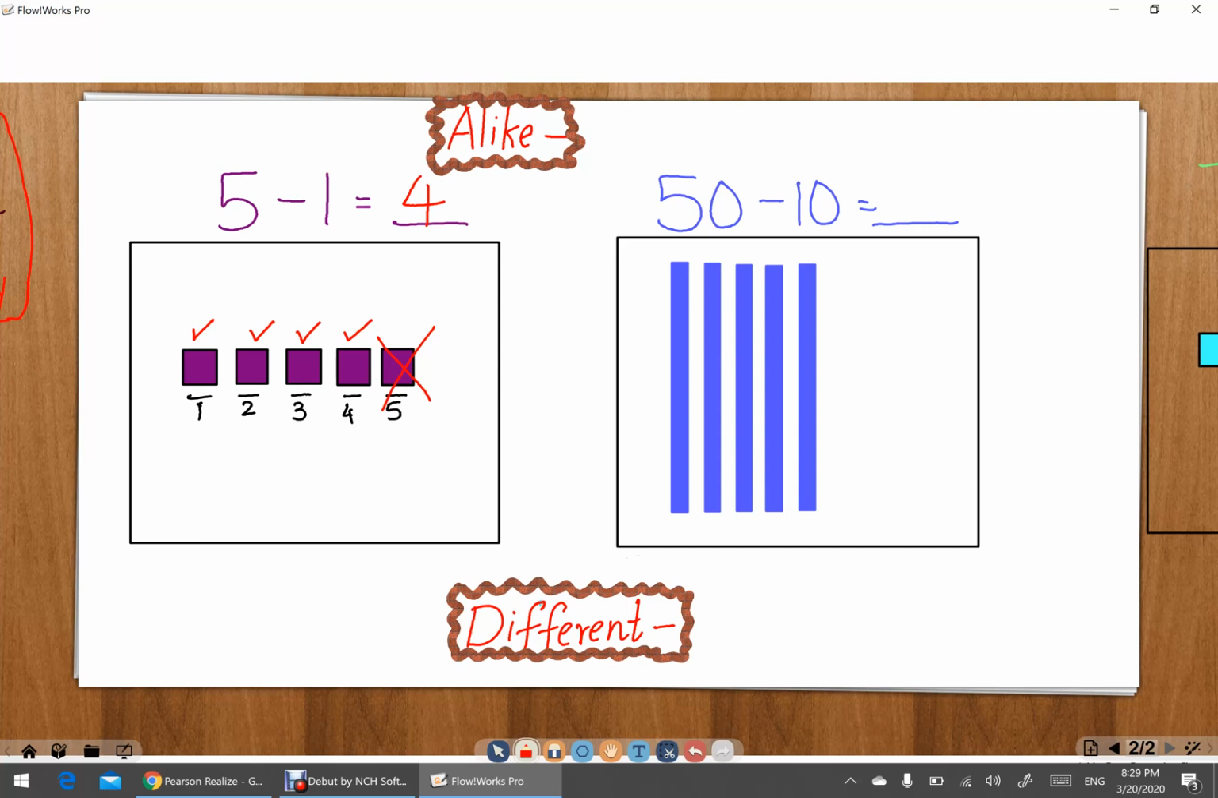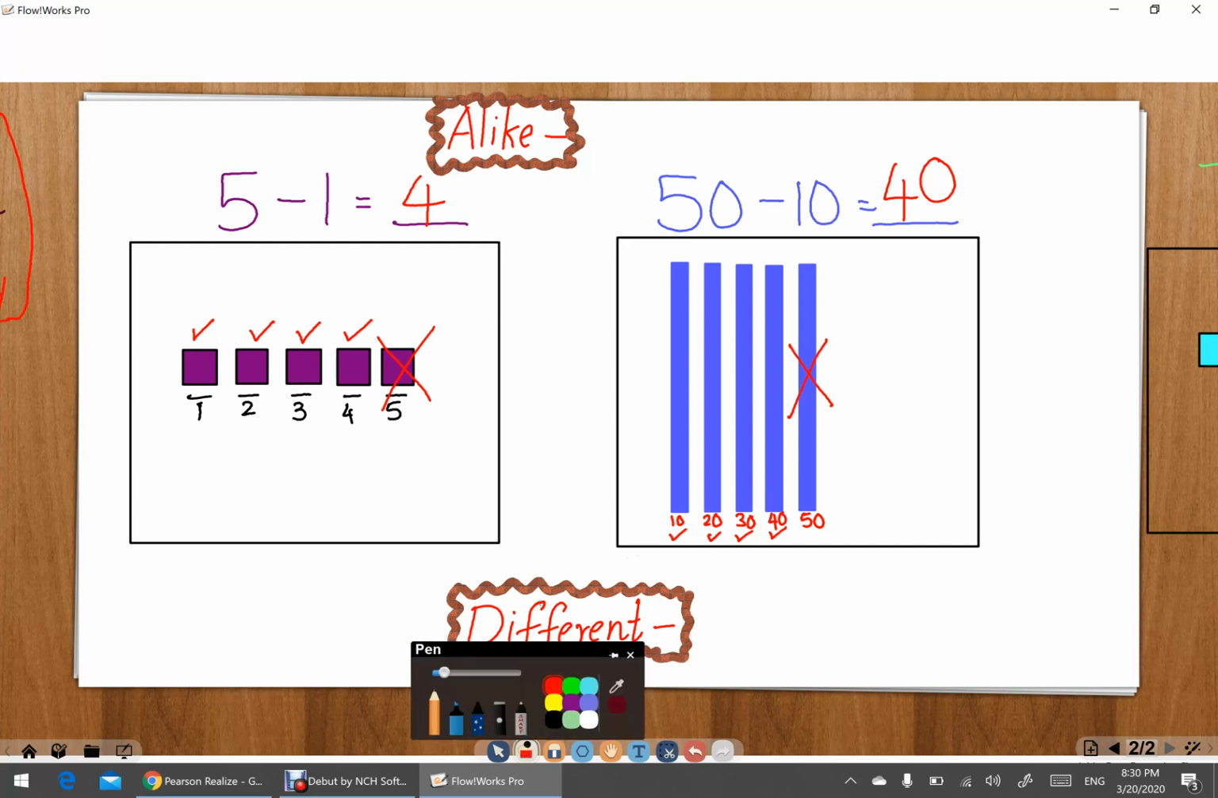Now, the same we can do with the tens. Here, I have 5 tens, right? This is 10. This is 20, 30, 40, 50. So, 50 minus 10, it means from 50, I will take away 10. So if I take away 10, how many am I left with? Bravo! We are left with 40. 10, 20, 30, 40. Got it? Yes, you do it.